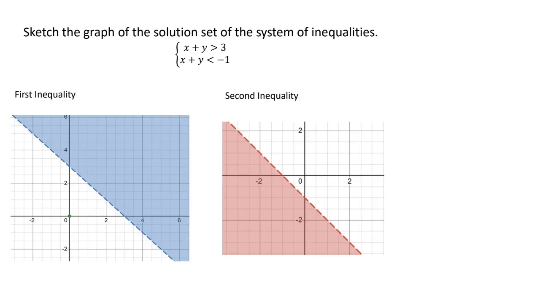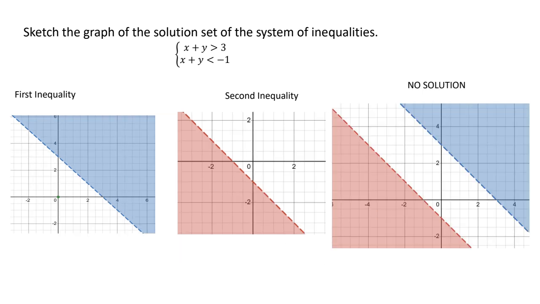Now if I put them together in the same plane, this was our first graph and second graph. Together it would look like this. And if you notice, there is no part where they have a common solution area. And so we say that there's no solution. I just wanted to give you a little bit of examples from 7.5 before we jump into matrices.